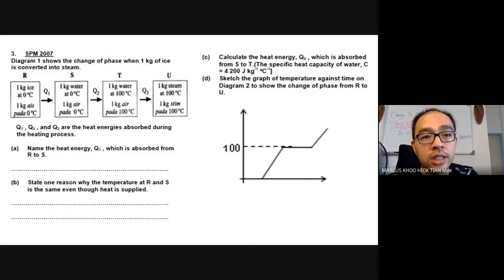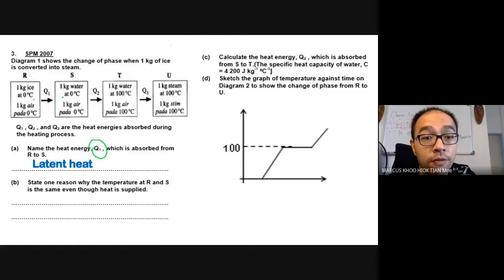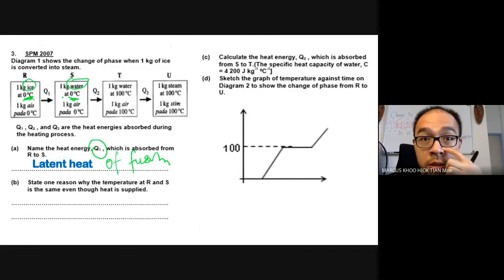All right, next. Diagram 1 shows the change of phase when 1 kg of ice is converted into steam. Okay, name the heat energy Q1, which is absorbed from R to S. Can I have Carlson for this, please? Latent heat of fusion. Okay, very good. Latent heat of fusion. This is even better. Okay, because it is changing from ice to water with no change in temperature. So no change in temperature means latent heat, and then ice to water is fusion.